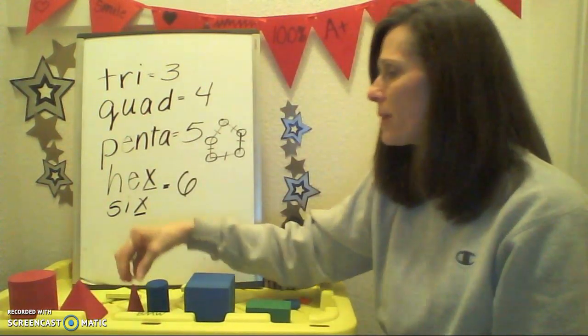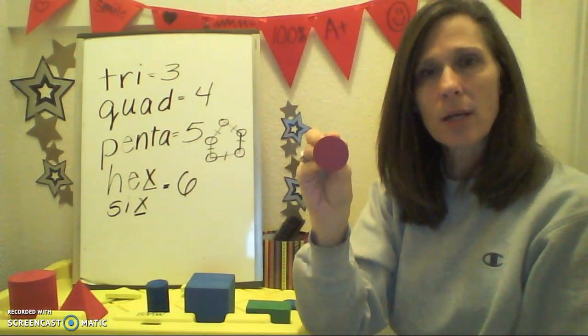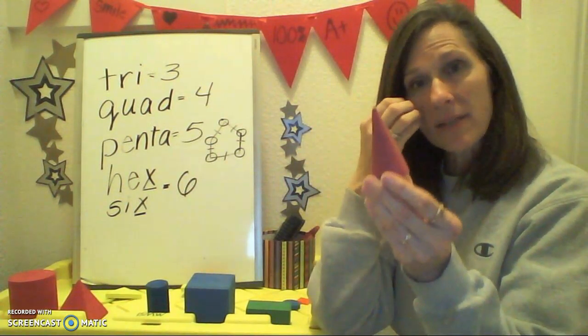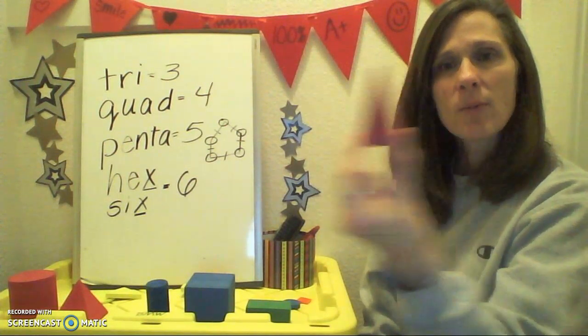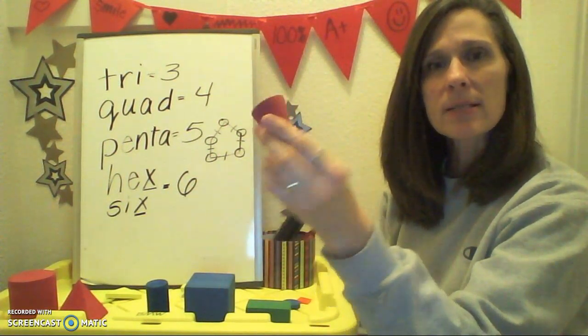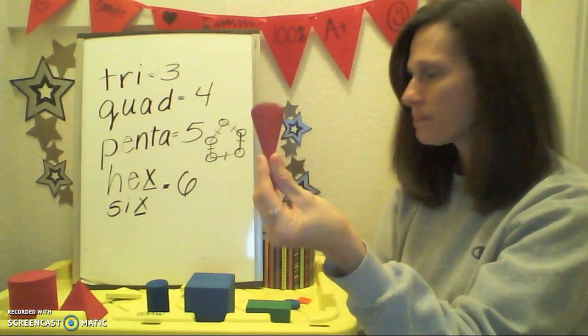Okay, the next three-dimensional shape has a circle on the bottom and a point on the top, and we would call this a cone. One way to remember is if you turn it this way, it's kind of like an ice cream cone.